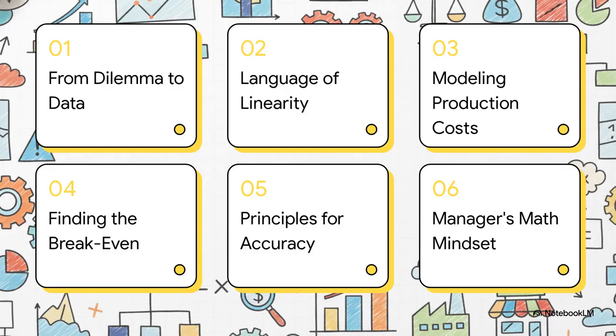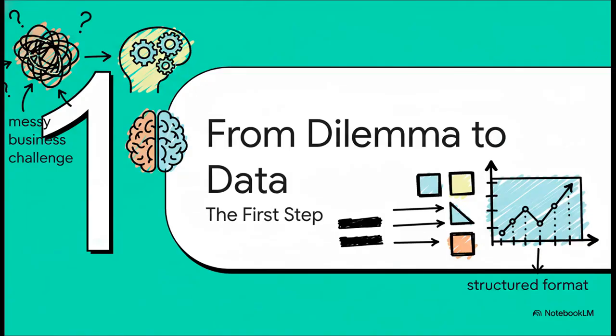So here's our game plan for today. First, we'll go from dilemma to data, which is basically how to correctly frame the problem. Then we'll get into the language of linearity, which is just the algebra we need to describe it. After that, we'll apply it by modeling production costs. Next up, we'll use that model to find a break-even point, which is a super important skill for any manager. We'll also cover some key principles for accuracy to make sure we don't make costly mistakes. And finally, we'll wrap it all up by talking about the manager's math mindset, which is really about learning to think beyond just the numbers. Okay, let's get into it.